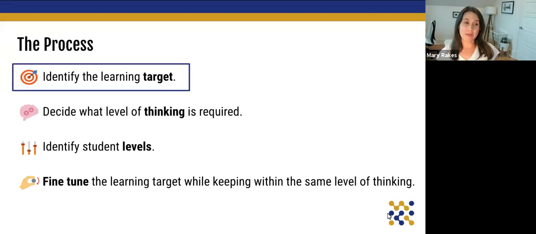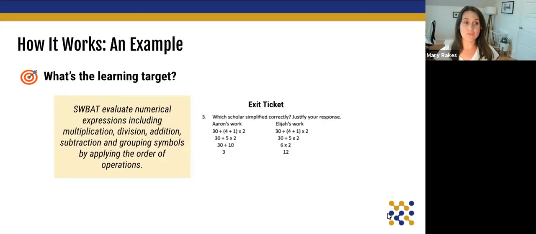So we'll start with the first step in our process, identifying the learning target. So for this lesson, what's the learning target? It says very clearly what we expect students to be able to do, and that is to evaluate numerical expressions, including multiplication, division, addition, subtraction, and grouping symbols by applying the order of operations. And an example of this is here in the exit ticket.